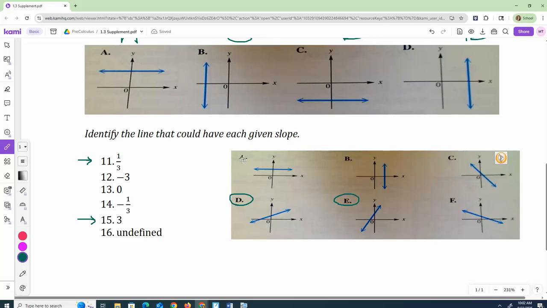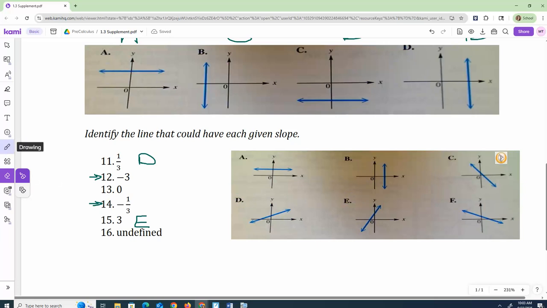3, because that's like up 3 and over 1. So 1/3 is up 1 and over 3. That would be your flatter line, so that's got to be D. 3 would have to be E because it would be steeper. All right, so my two negative slopes. We have a -3 and a -1/3. So if I'm looking at my graphs that have a negative slope, that means they are decreasing. So that's either C or F. -3 would be the steeper, so that one is C. -1/3 would be flatter, so that one is F.